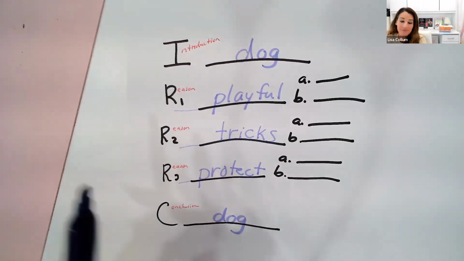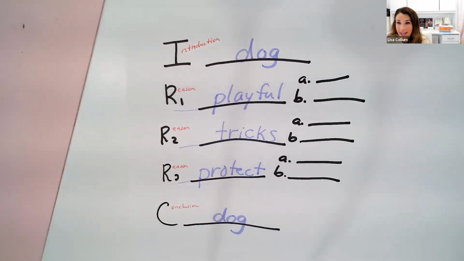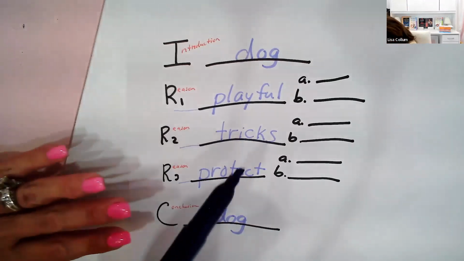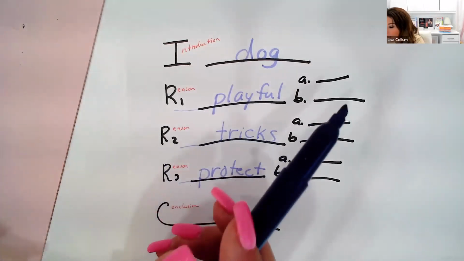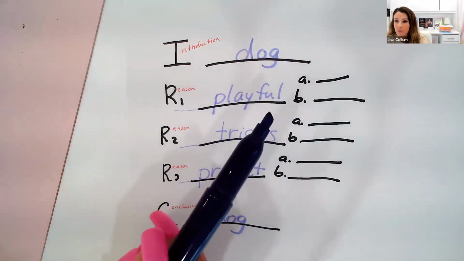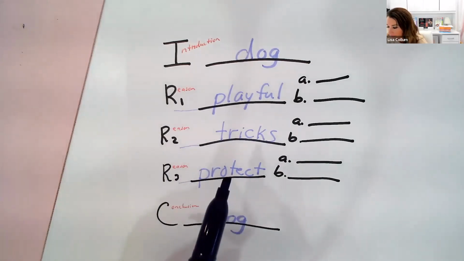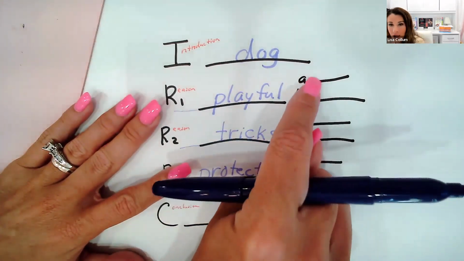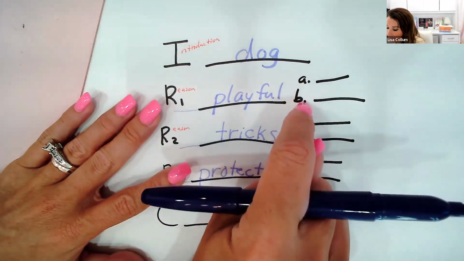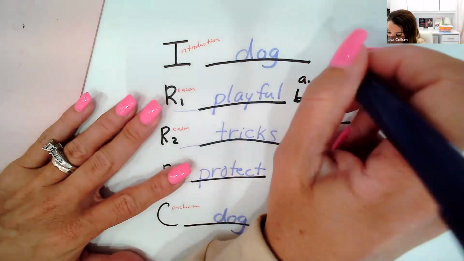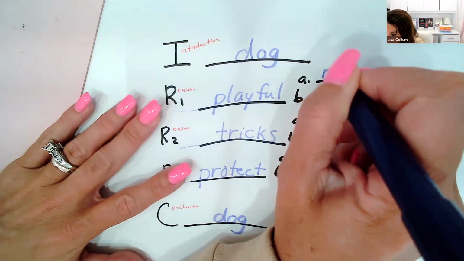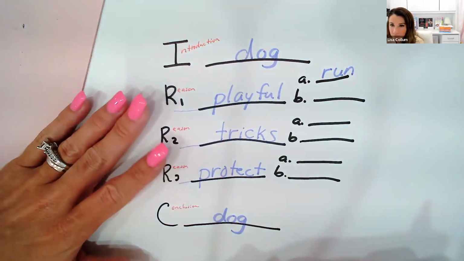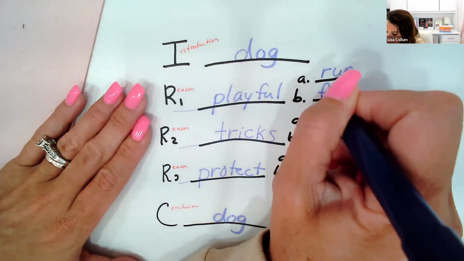All right, now you're probably wondering, what do I do with these A's and B's? Your A's and B's are just 2 details or 2 examples or 2 things about your reason that you want to write more about. So watch how easy this is. For playful, I'm going to tell 2 things about how they're playful. Okay. So the first thing is, I know that they love to run around with you. And I know that they love to play Frisbee.